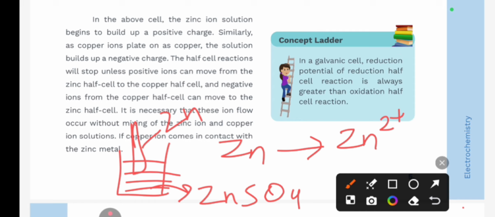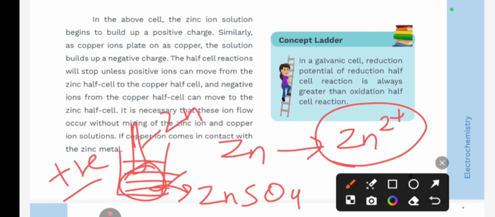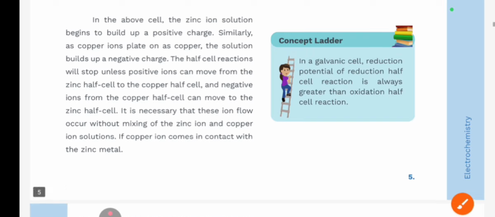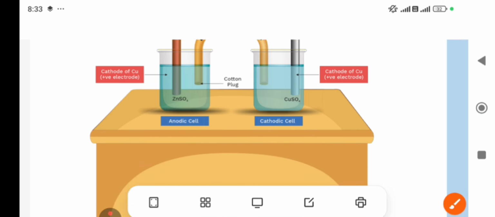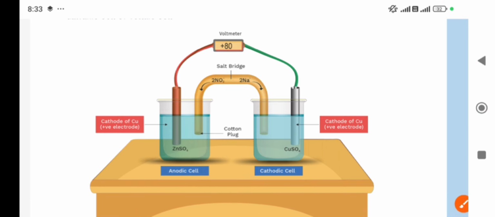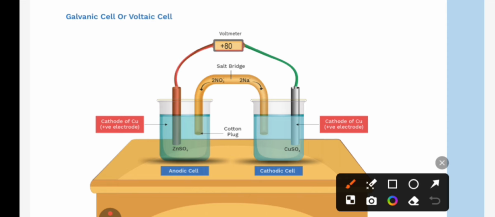When the rod dissolves into the solution, zinc ions will be formed. Zinc ions are already present there. It means the positive charge in the solution will increase. In the anode half cell, which charge will increase? Positive charge. You can see it in the diagram. Here, what will increase? Zinc positive ion.